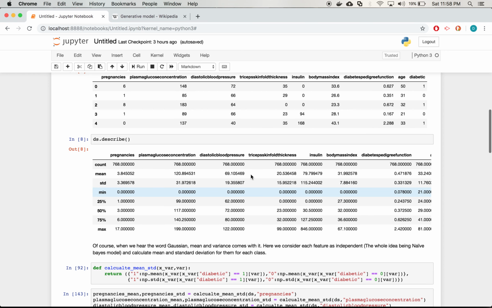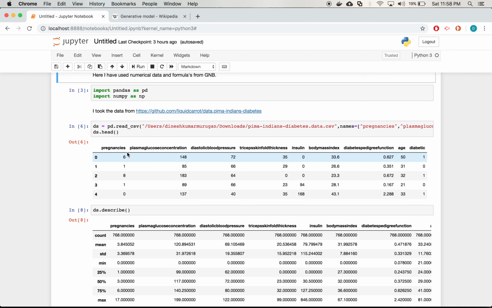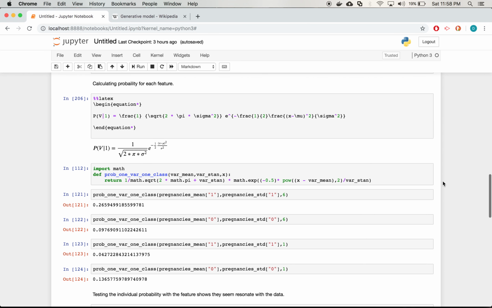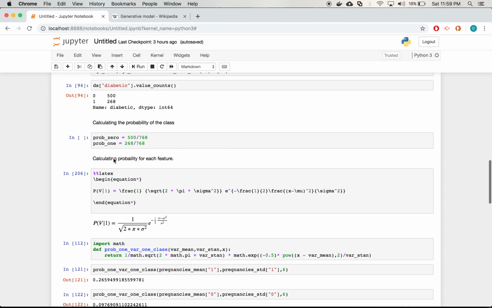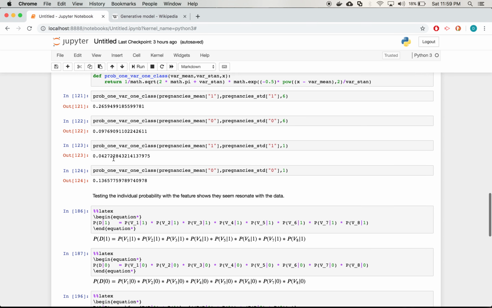Let's take one example. The first row, where pregnancies has a value of 6 and its label is 1. If I apply that to the normal distribution equation, I should get a value close to 1. When I use the distribution that we calculated from the subset of data for 1, I get a probability of 0.26, and for 0 I get a probability of 0.09. So it shows the distribution that is already learned for a single feature.